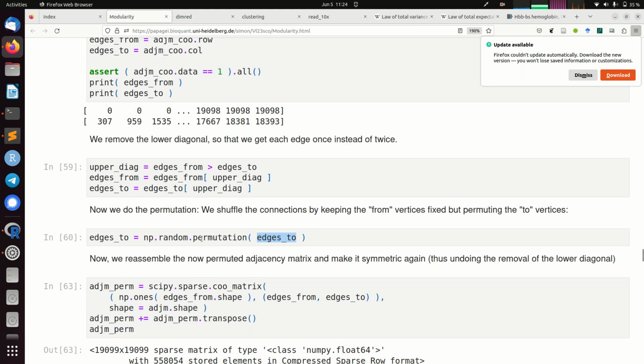And now I say, okay, I want a new permuted adjacency matrix. For this it wants my coordinates. And I say here my coordinates are the from thing from before, the permuted to, and the values are all ones. And the shape, the dimensions of the matrix, the number of rows and columns, is the same as before. Now, because I have removed the lower diagonal, I still have every edge only once, but now it's not a symmetric matrix because after the permutation, maybe it ended up on the wrong side. So what I have to do is to symmetrize the matrix by adding its own transpose so that we have every edge twice again on either side of the diagonal.